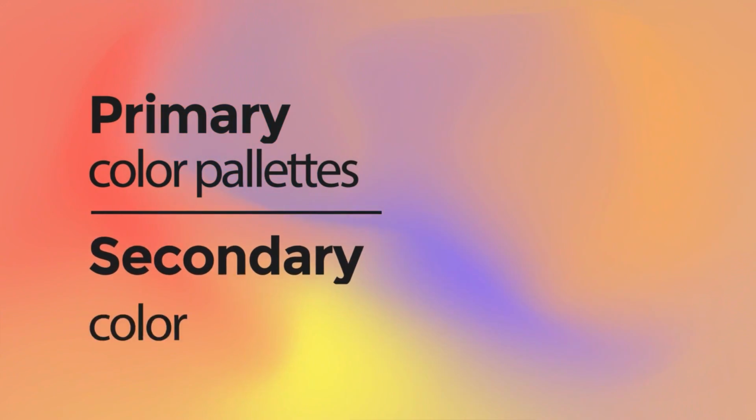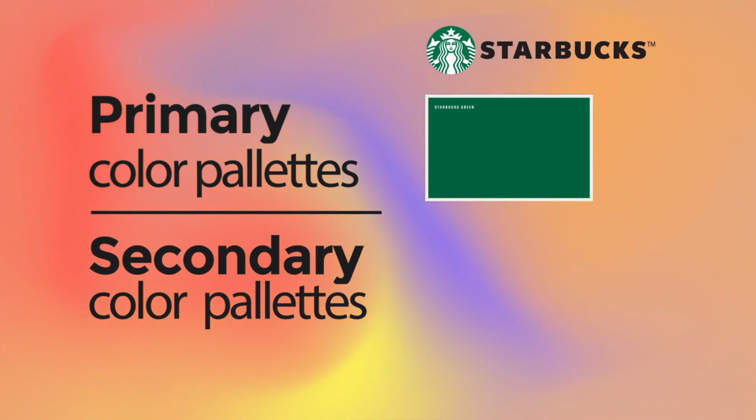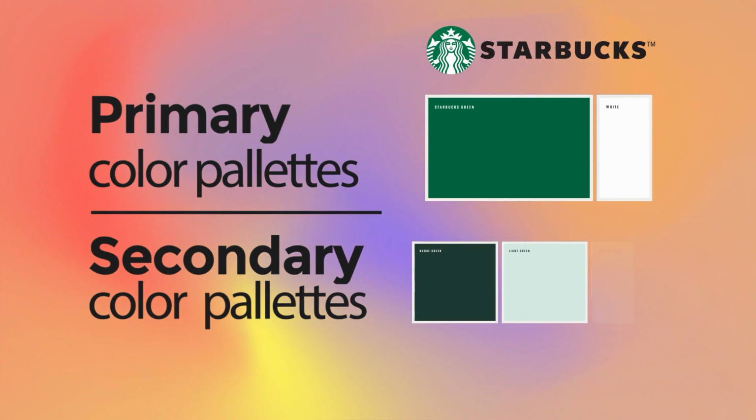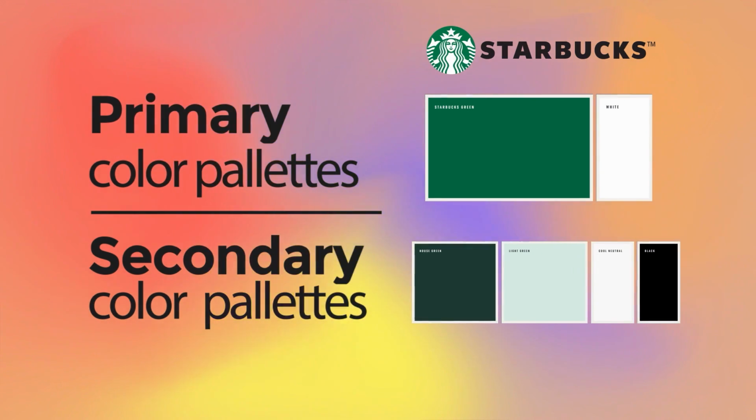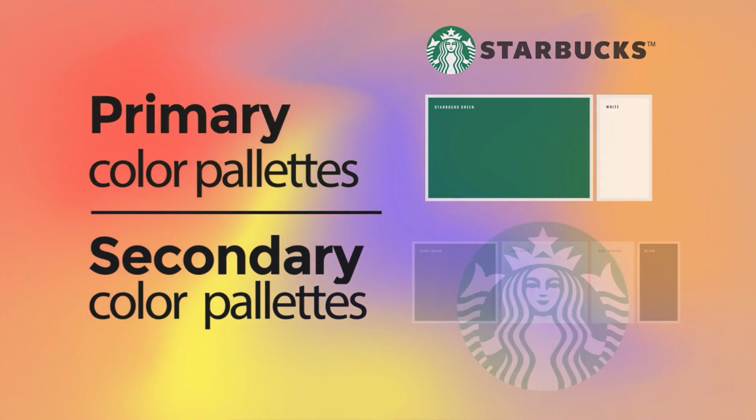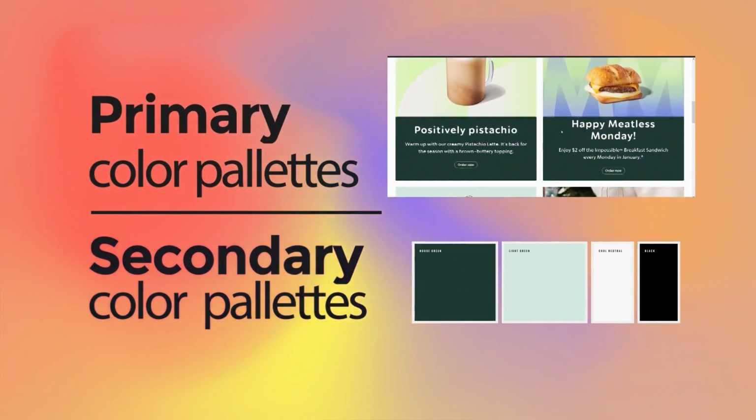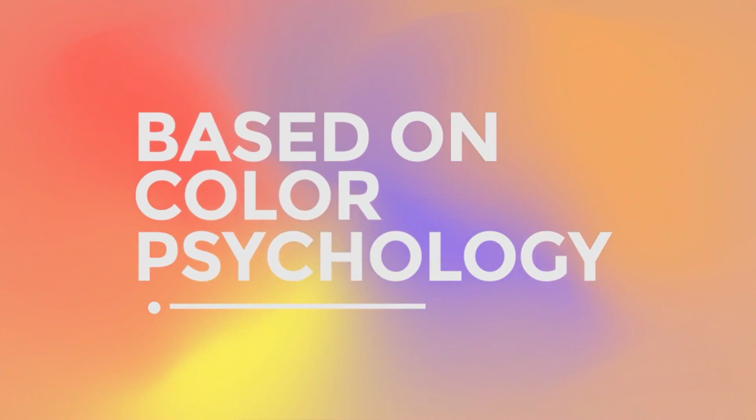A lot of brands have primary color palettes and then secondary color palettes. So for Starbucks, the primary main palette is green and white. However, their secondary palette contains two shades of green, white, and then black. Often, the primary color palette is for the logo, and then the second palette will be for things like the website or print materials.